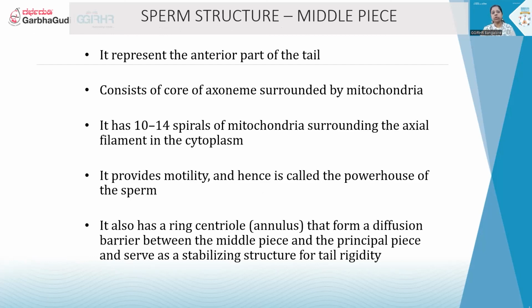Coming to the middle piece, it represents the anterior part of the tail. It consists of the core of axoneme surrounded by mitochondria. It has 10 to 14 spirals of mitochondria surrounding the axial filament in the cytoplasm. It provides motility and hence is called the powerhouse of the sperm.